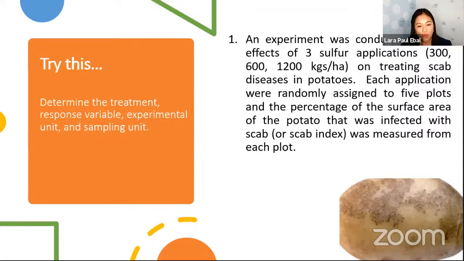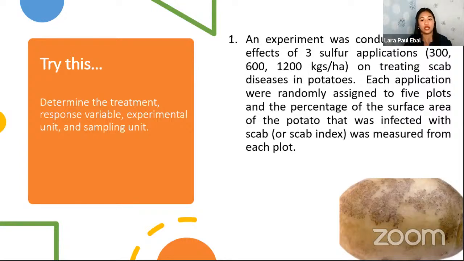Number one, an experiment was conducted on the effects of 3 sulfur applications. So we have 3 levels, 300, 600, 1,200, on treating scab disease in potatoes. Each application was randomly assigned to 5 plots. So if you can imagine, we have one application applied to how many plots? 5, okay? And the percentage of surface area of potato that was infected with scab, or we call it the scab index, was measured from each plot.